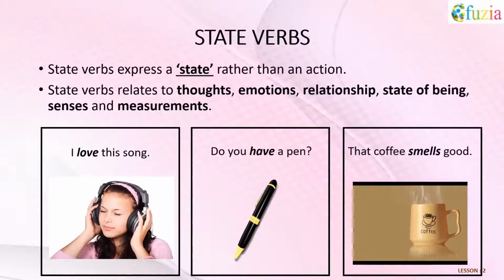So now we move on to state verb. Let us first define it. A state verb expresses a state rather than an action. State verbs relate to thoughts, emotions, relationship, state of being, senses, and measurements. I love this song. Do you have a pen? That coffee smells good.